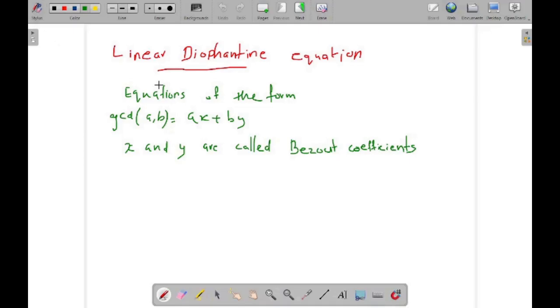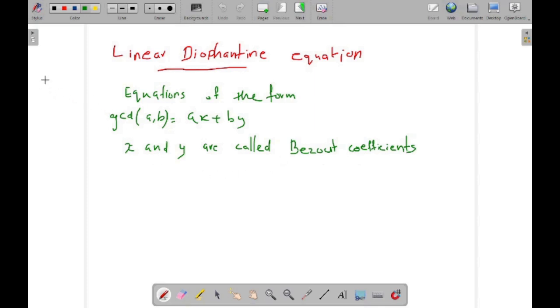Linear Diophantine equations. A and B are two positive integers. The GCD of A, B is equal to AX plus BY, where X and Y are two integers. And this X and Y are called Bezout coefficients or Bezout identities.